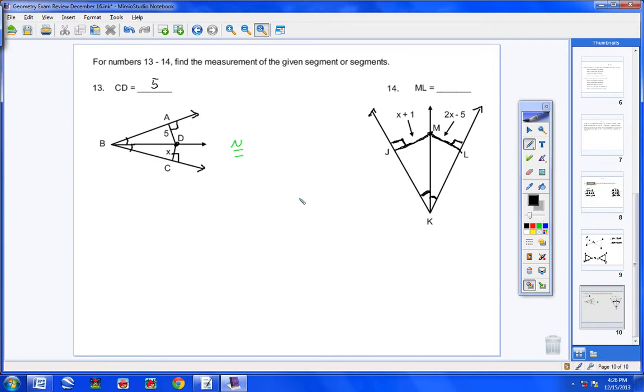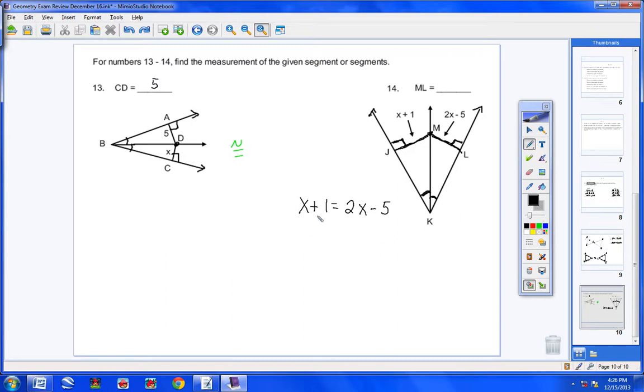So JM is x plus 1. LM is 2x minus 5. We're going to set them equal. And why do we set them equal? Because they're congruent. This segment right here is congruent to this segment right here. So we set them equal, and now we're ready to go.